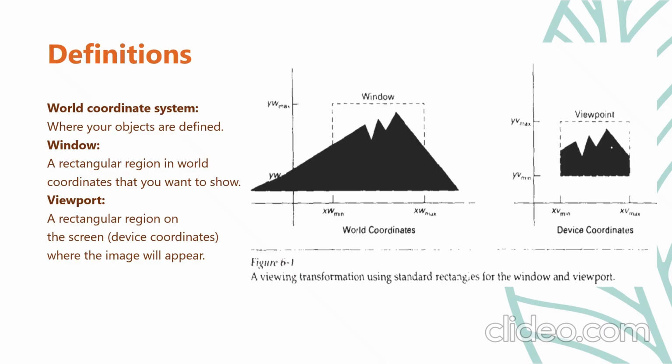Now, before moving further, let us understand three important terms. The first one is the world coordinate system. This is the coordinate system where all the graphical objects are originally created. It can be thought of as an imaginary drawing space where designers create the complete scene.